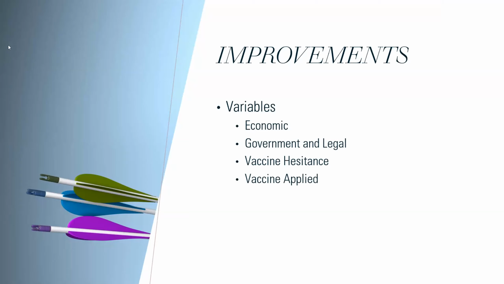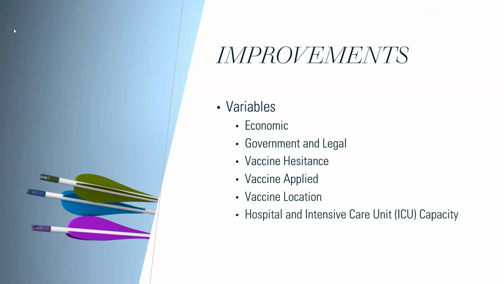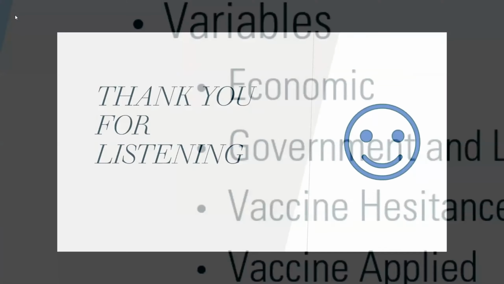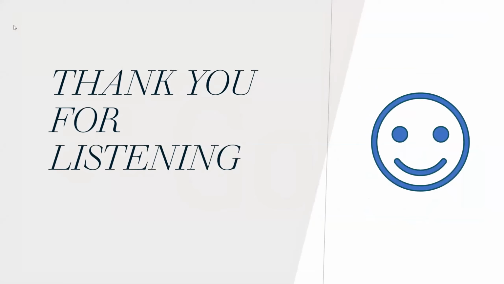Yep. Next thing is the vaccines applied. The data set I had was only on the allocation, not application. Also, vaccine locations would probably help. And then the last thing was hospital intensive care capacity. I couldn't find that data anywhere, but I'm pretty sure that's also an important one. And that's all. Thanks.